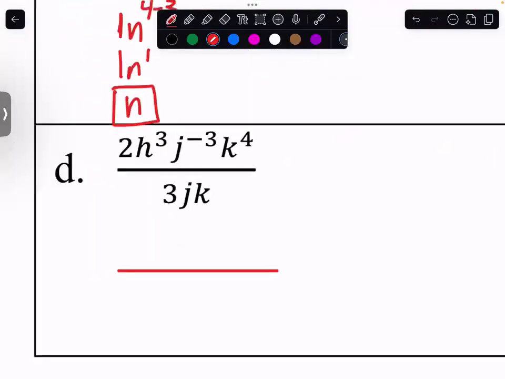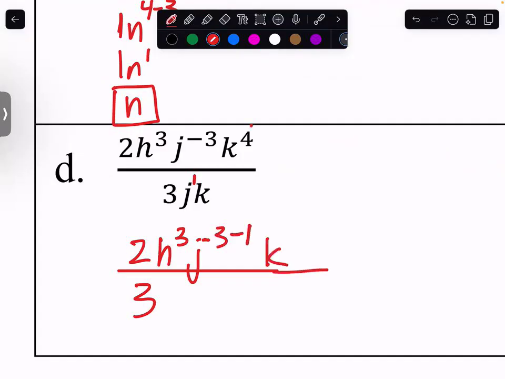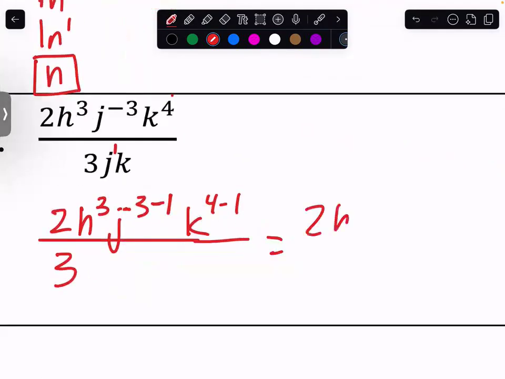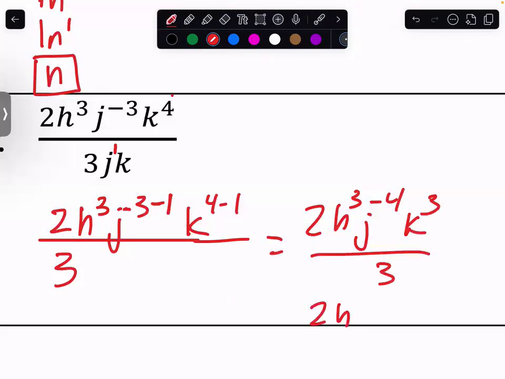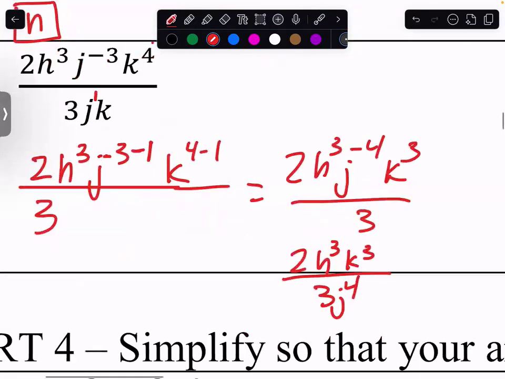The 2 and the 3 that are your coefficients, they don't affect each other, so they stay. There's no h's to affect the numerator, so you leave the h cubed. The j's, you've got -3 on the numerator, -1 in the denominator. And the k's, you've got 4 up top, minus invisible 1 in the denominator. -3 minus another 1 is now -4. Okay, so the j will move down to the denominator and become an exponent of +4.